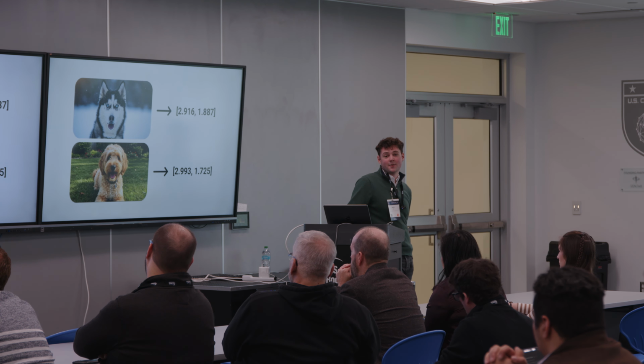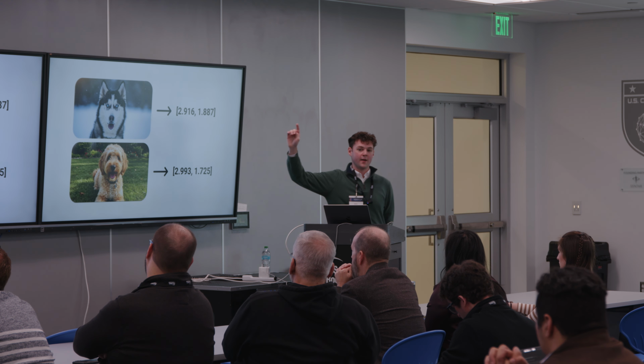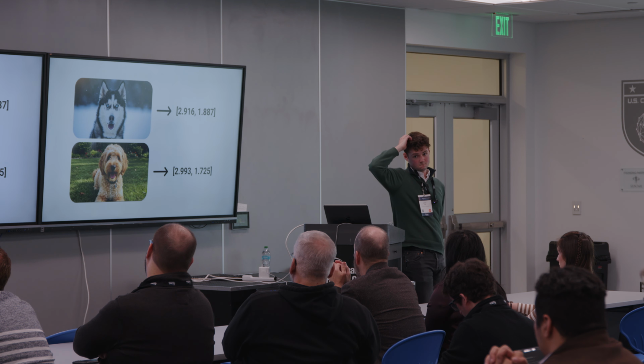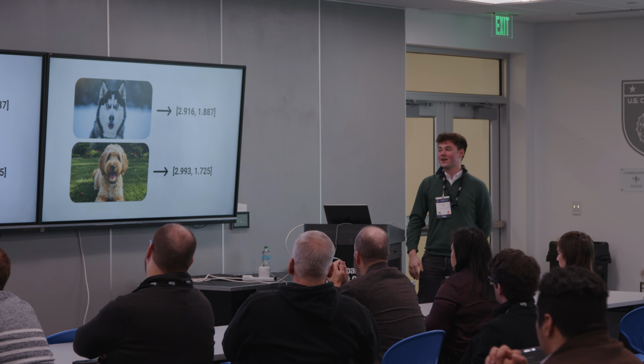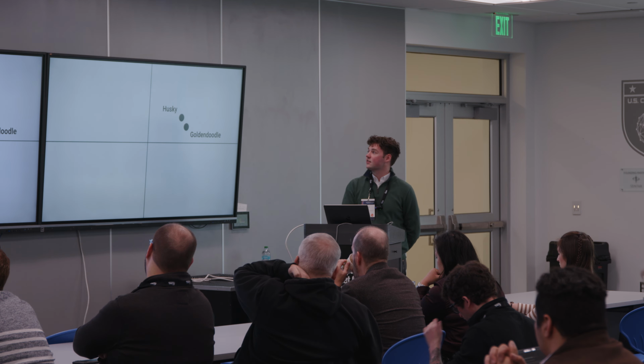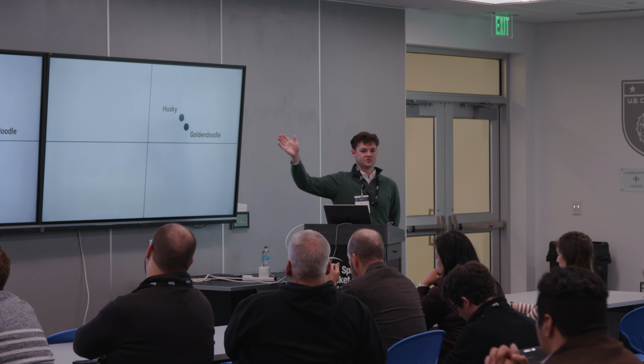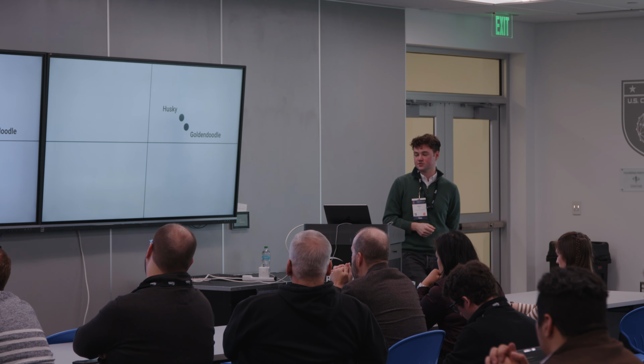Anyone notice something about these two vectors? They are very close. These two numbers are very close. Why might that be? They're both dogs, yeah, exactly. So in this image, we have two dogs. They are close in space because they are close semantically. If anyone's heard that term before, it means they have similar meanings.